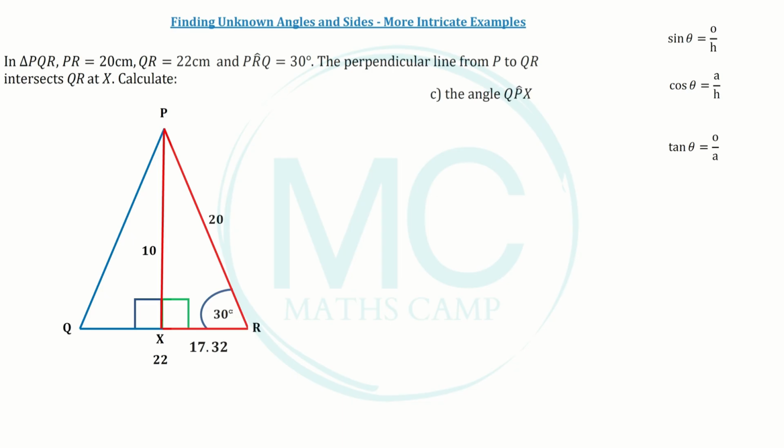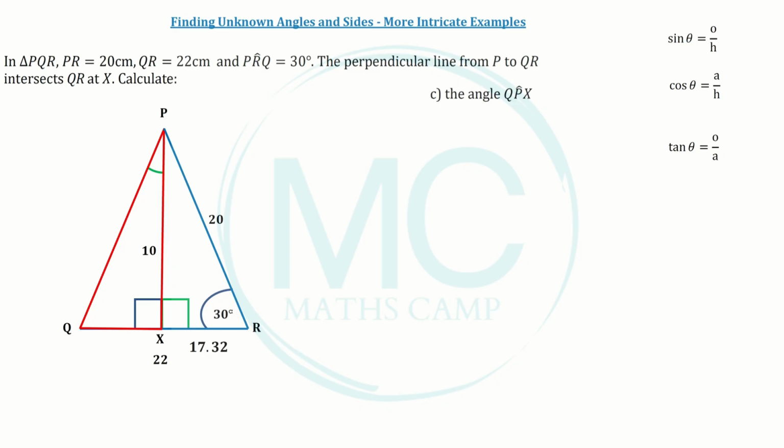Calculate the angle QPX. Let's make our whole triangle blue again. QPX is the angle up here. It lies in triangle PQX. So let's make this triangle red. Now in this triangle, we have a 90-degree angle and we know that PX is 10, but we don't have enough information to find the unknown angle.